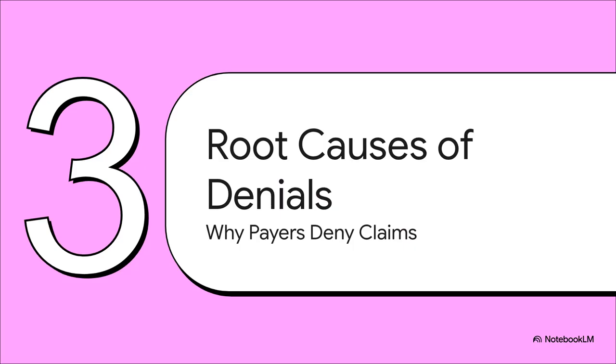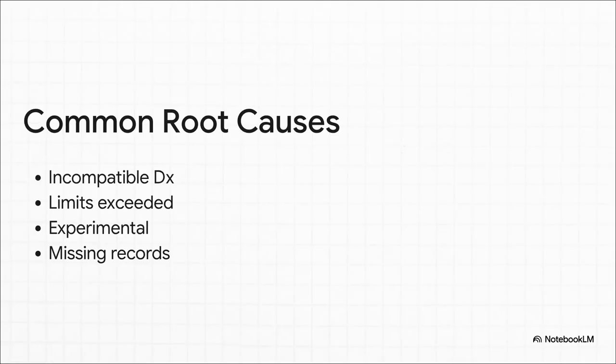Okay, Section 3, root causes of denials. Let's figure out why payers actually trigger these medical necessity denials in the first place. Before we can solve a denial, we've got to do a root cause analysis, right? The most common culprit that'll stall your revenue cycle is an incompatible diagnosis. Imagine billing a pregnancy test for a male patient. It's just not going to go through. Other big causes include exceeding the frequency limits for a specific service, billing for experimental treatments, or honestly, simply missing the clinical records required to medically certify the treatment.